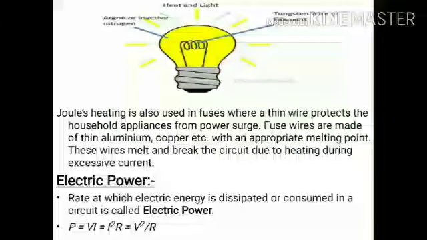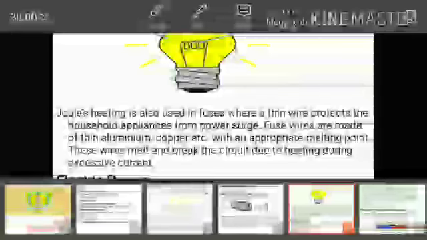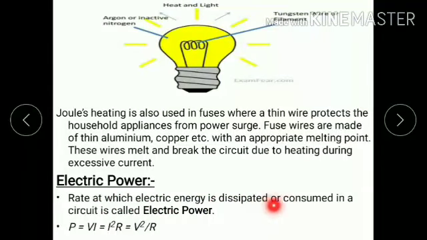Now the next term is electric power. What is the meaning of electric power? The rate at which electric energy is dissipated or consumed in a circuit is called the electric power. What is the formula of electric power? P is equal to VI, or we can say P is equal to I square R, and P is equal to V square upon R.